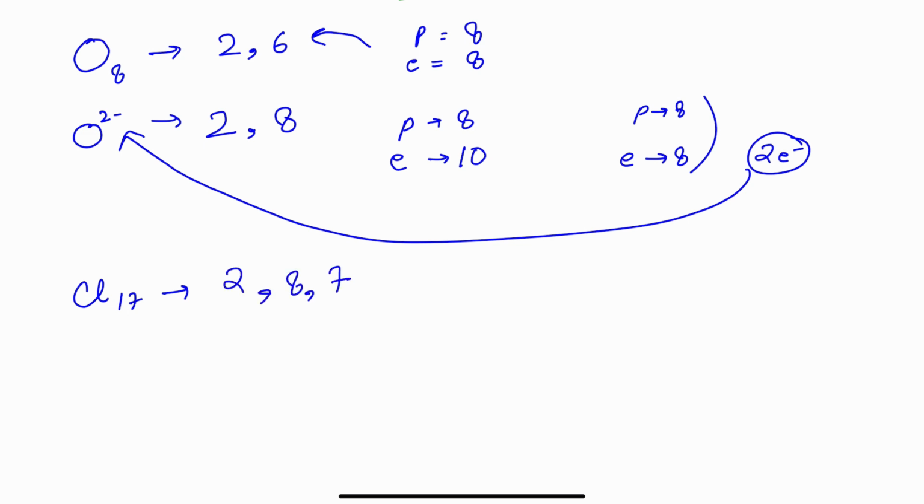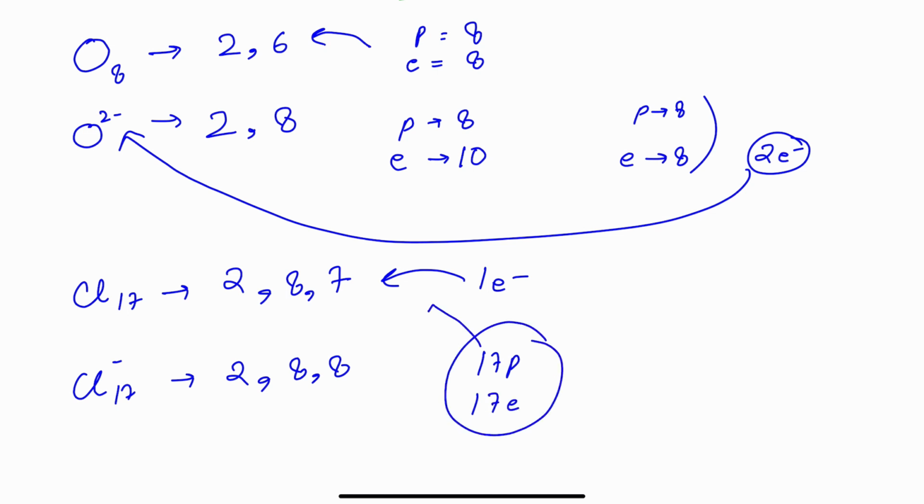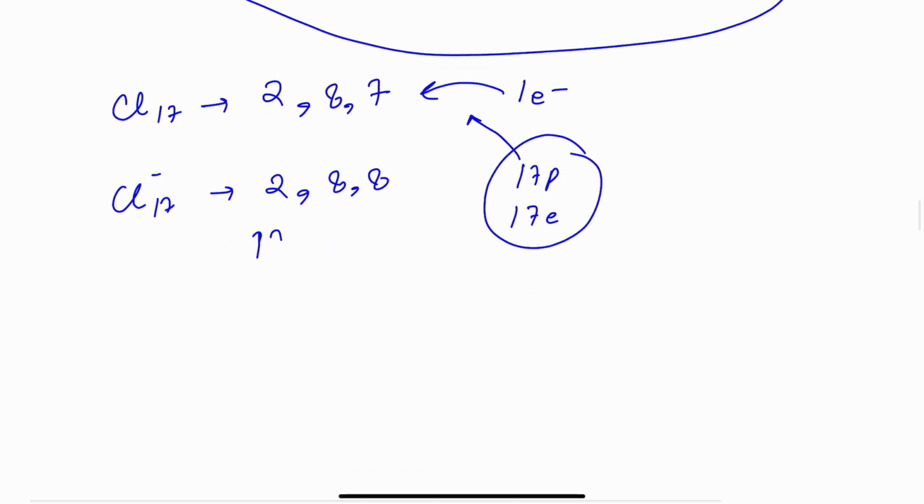So to complete its octet for having stable electronic configuration, it has to gain 1 electron, right? Chlorine 17 negative charge, if we see 2, 8, 8, right? Now if you see, what will happen? We have 17 protons and 17 electrons in the neutral atom. But here we have 17 protons and 18 electrons. The extra 1 electron will be giving us the charge.